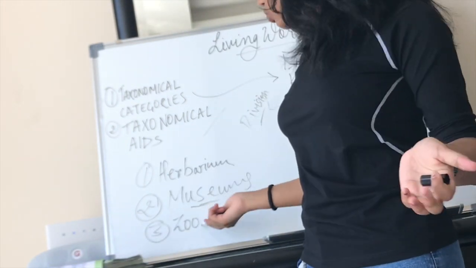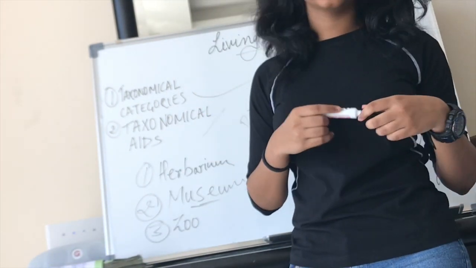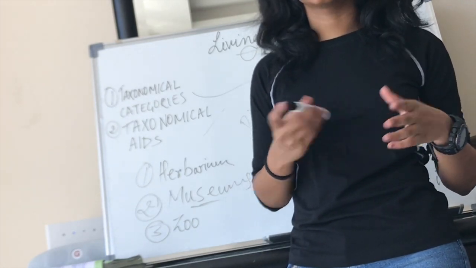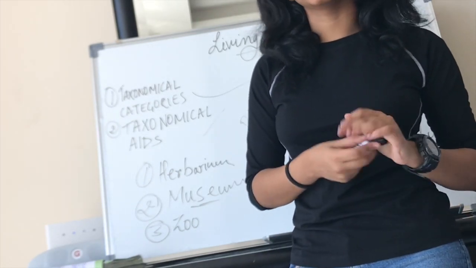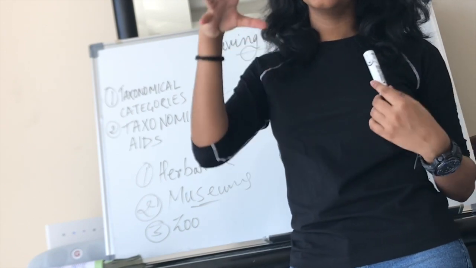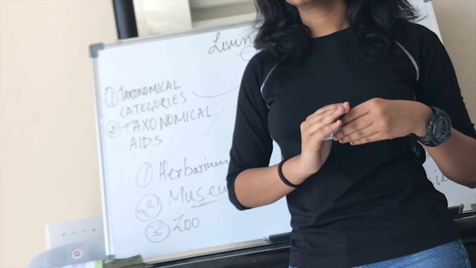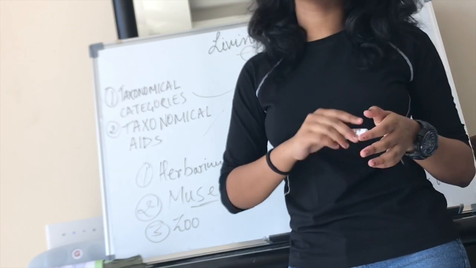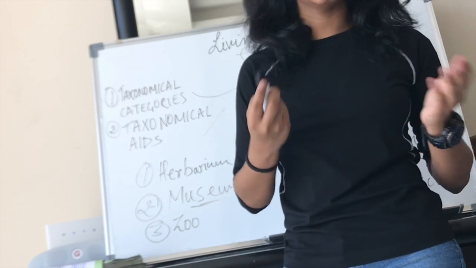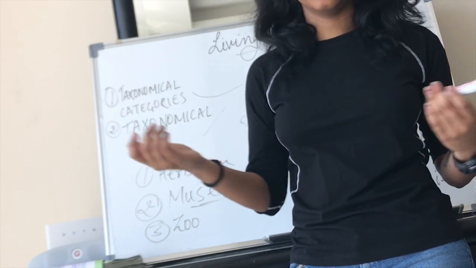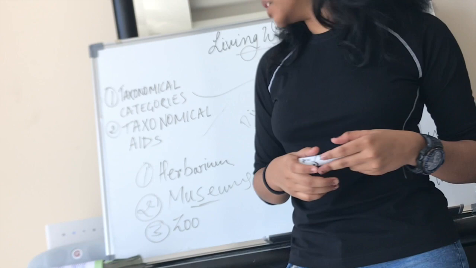Next taxonomical aid is zoo or zoological parks. There's not much you have to know about these parks, just that plants and animals, mostly animals, are taken from their natural habitat and placed in a place which is similar to their natural habitat. So they create such conditions, and they also take care of the animal, they feed it, and it's mostly an attraction for tourists, but nothing much.